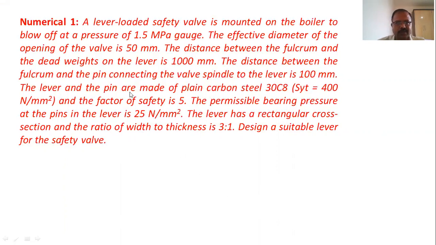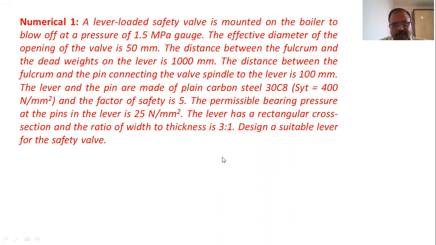Therefore, starting with the numerical: a lever loaded safety valve is mounted on the boiler to blow off at a pressure of 1.5 megapascal gauge. The effective diameter of the opening of the valve is 50 mm. The distance between the fulcrum and the dead weights on the lever is 1000 mm. Distance between the fulcrum and the pin connecting the valve spindle to the lever is 100 mm.